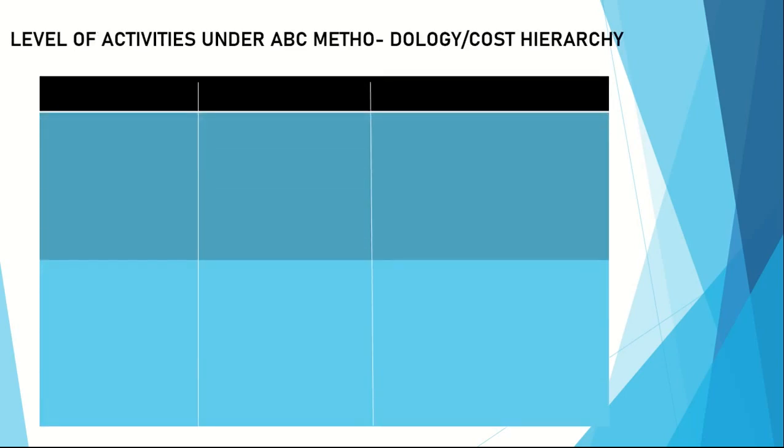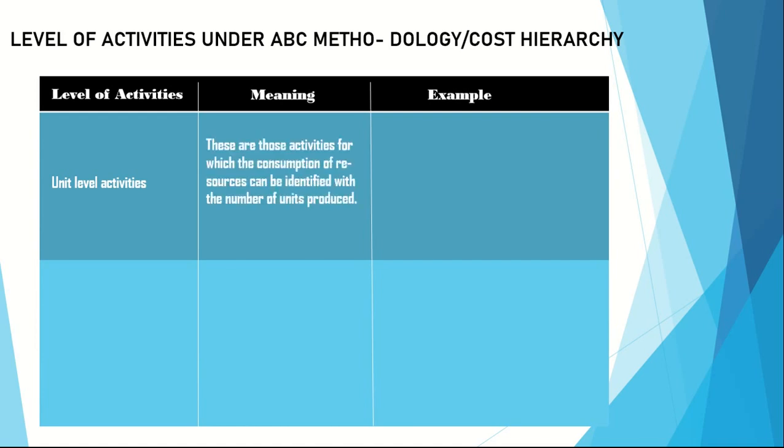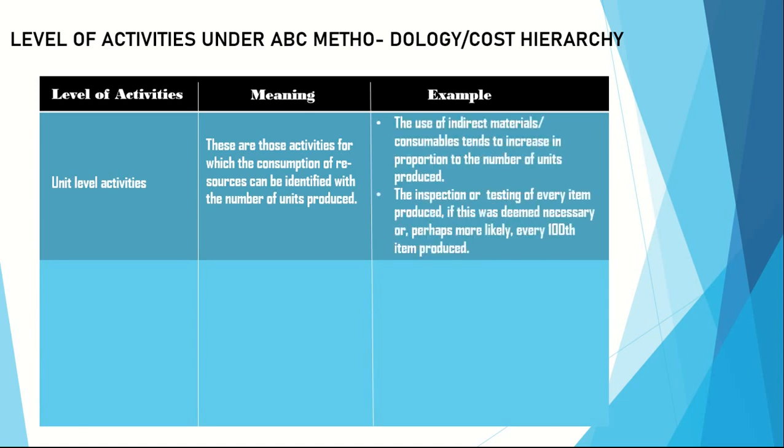Level of activities under the ABC methodology, or cost hierarchy. Unit level activities. These are those activities for which the consumption of resources can be identified with the number of units produced. Example: the use of indirect materials or consumables tends to increase in proportion to the number of units produced. The inspection or testing of every item produced, if this was deemed necessary, or, perhaps more likely, every 100th item produced.